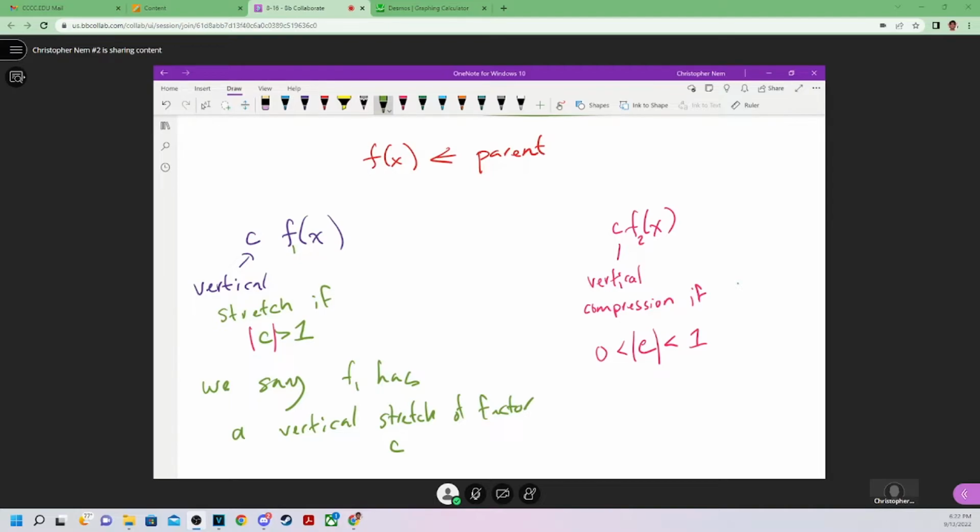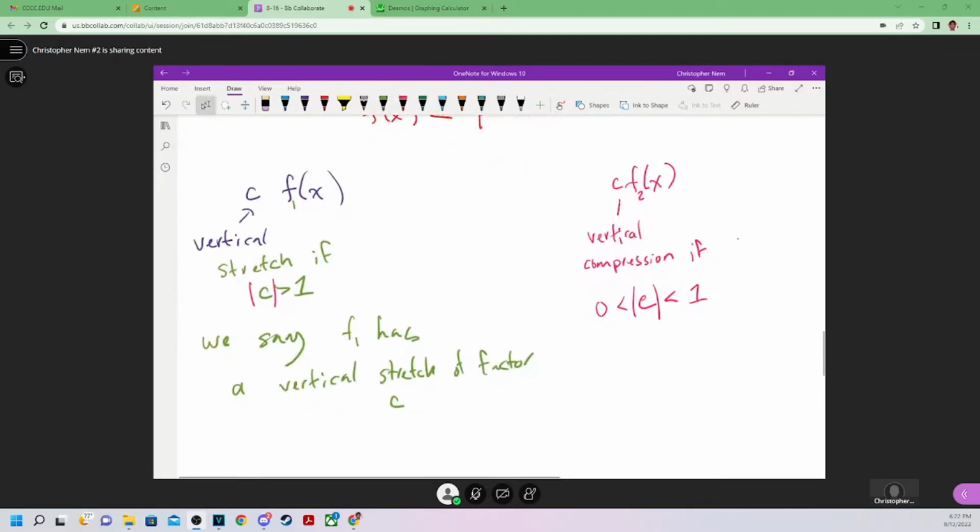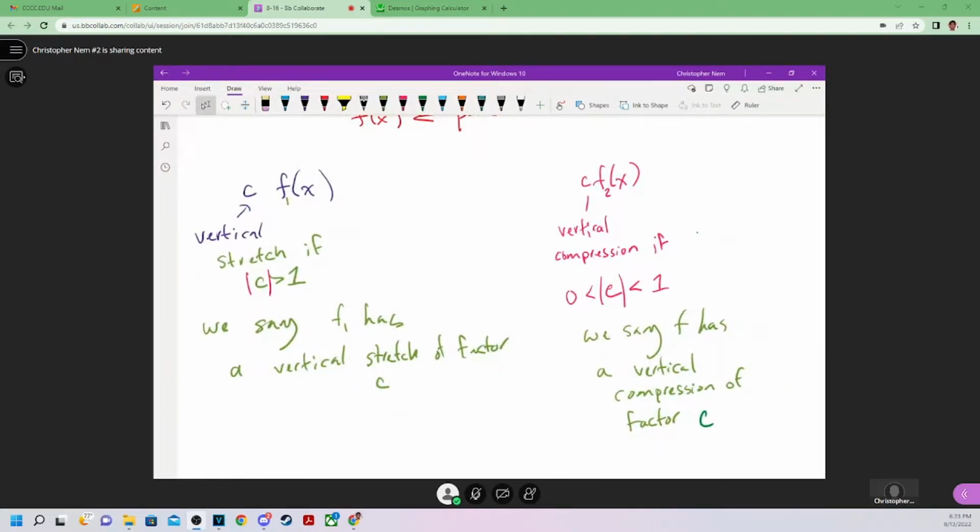If it's a fraction smaller than 1, then we say f has a vertical compression of factor c. But that c will be a fraction, of course. So we have a vertical stretch and a vertical compression if you have a number multiplying outside your function. It's a stretch if that number is bigger than 1. It's a compression if it's in between 0 and 1.